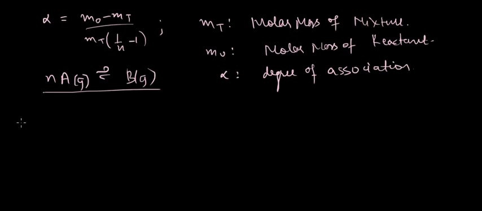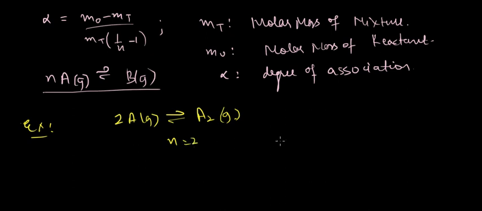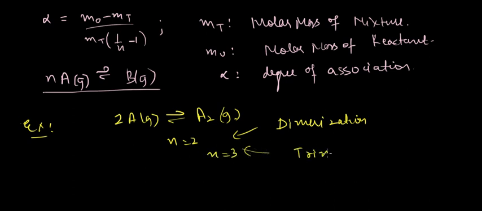Let's look at some examples. Suppose we have 2Ag converting into A2g. Here n would be 2. This is the classic example of dimerization. We can also have n equals 3, trimerization, and for n equals 4 it would be tetramerization.